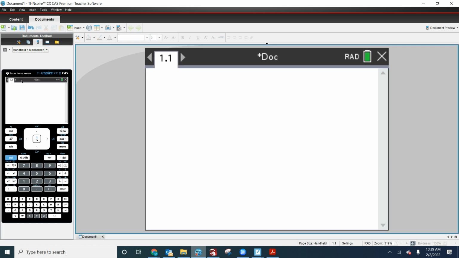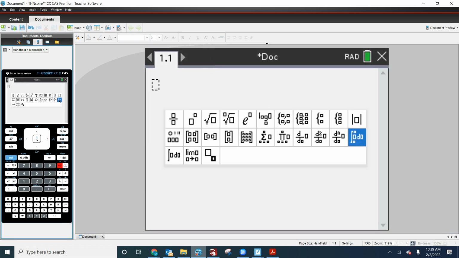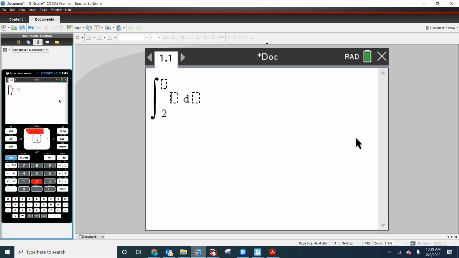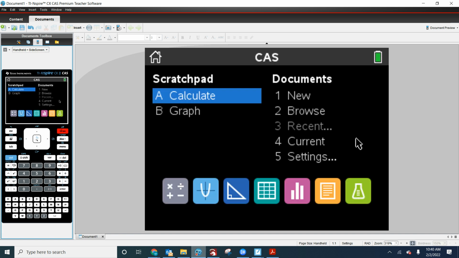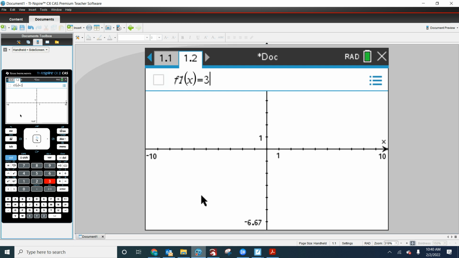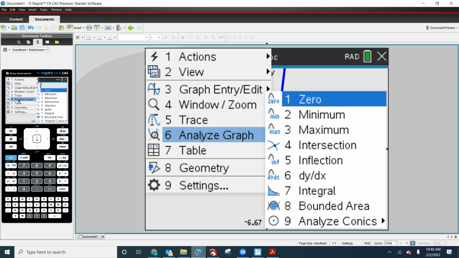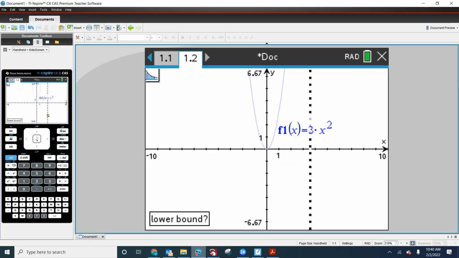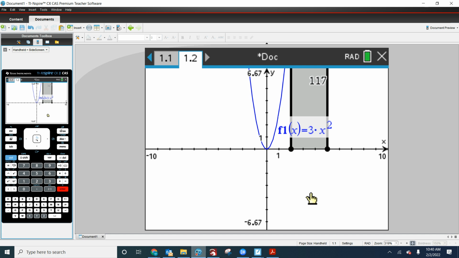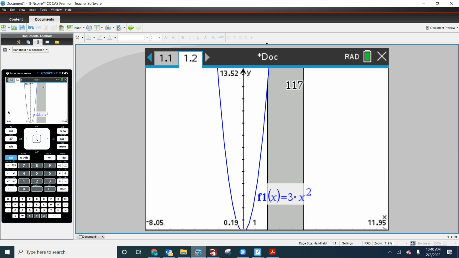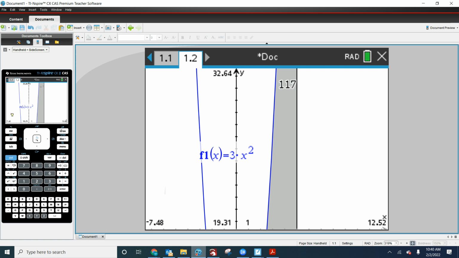All right, let's verify. I think I went from 2 to 5, didn't I? From 2 to 5, and it was 3x squared? 117. All right. So there's the part you're finding. I can scroll up to it. But there you go.